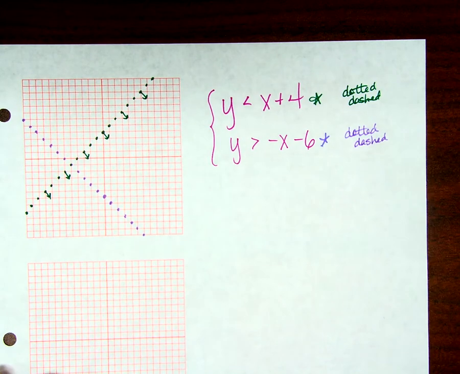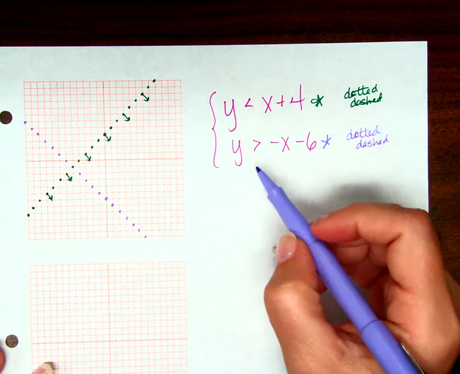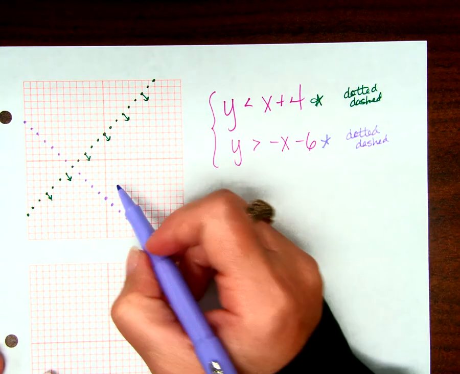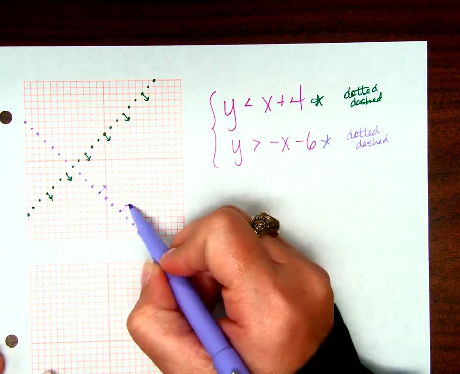Once again, dotted or dashed, same kind of word. Am I going to shade above this line or below this line? Why am I going to shade above it? Because it's greater than. Greater than the line is above the line.